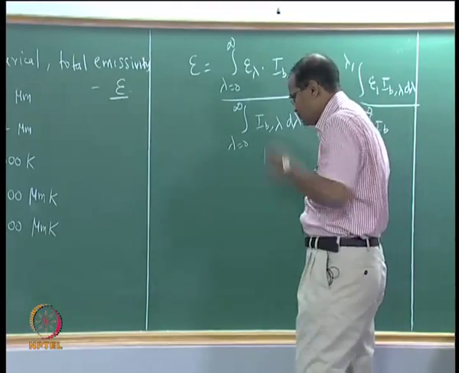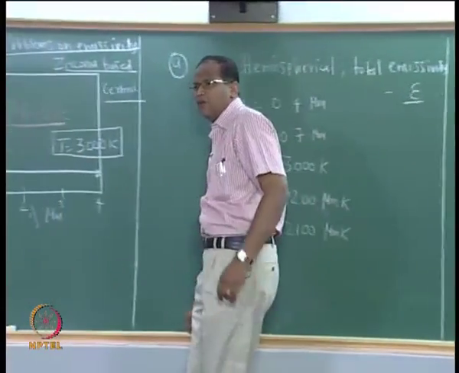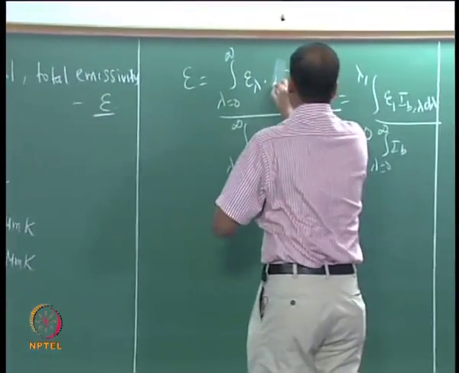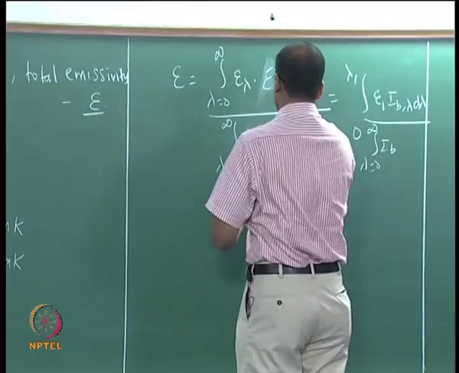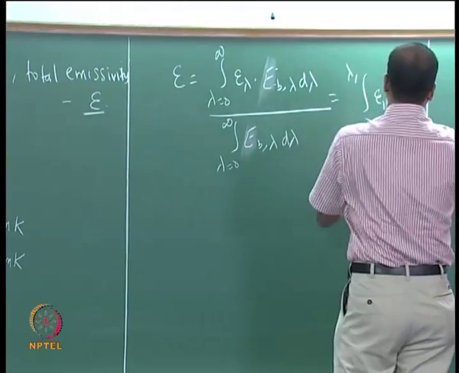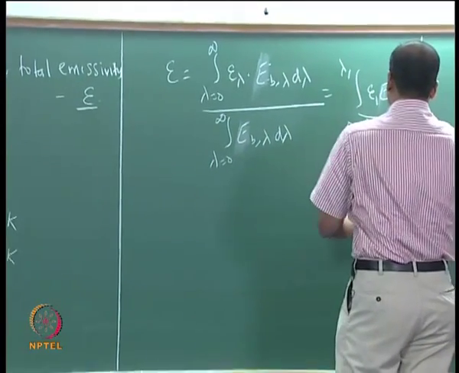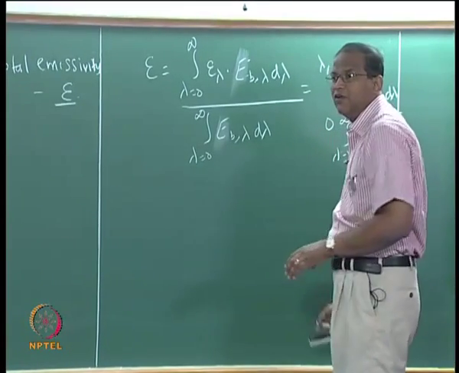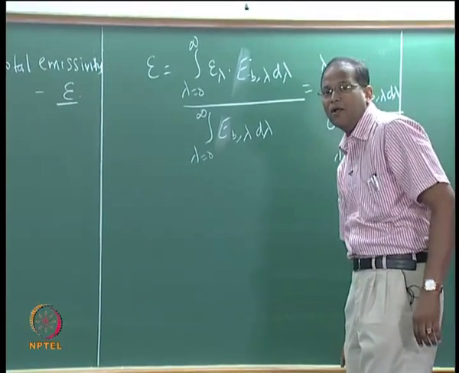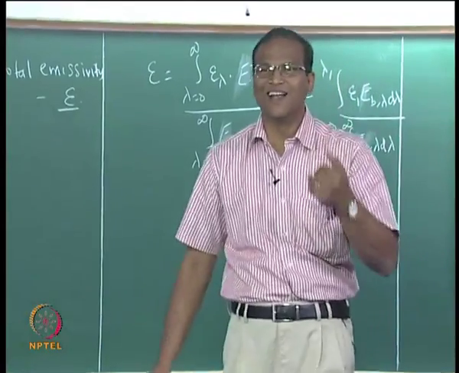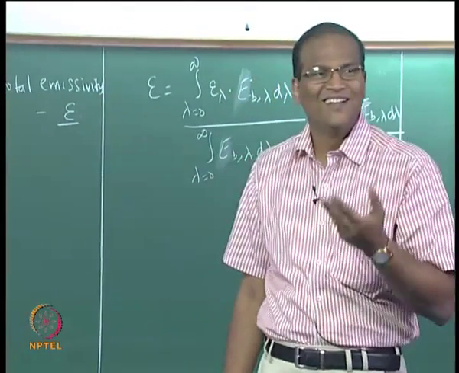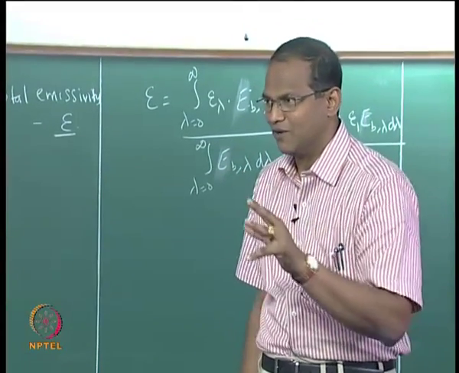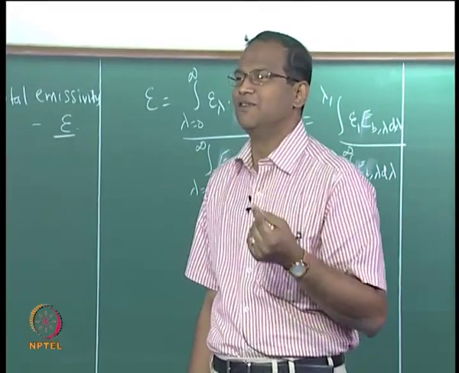Is it better to use IB or EB? This is better. There is no problem in using either IB lambda or EB lambda, but do not use EB lambda in the numerator and IB lambda in the denominator. Then all the answers will be off by a factor of pi or 1 by pi or whatever. You may get incredible emissivities.